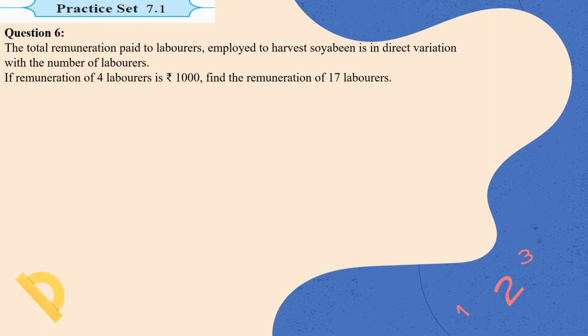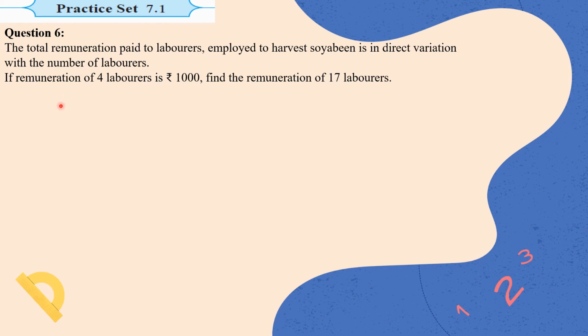Let us move on to the next sum of practice set 7.1. This is the sixth sum. In this sum, it is said the total remuneration paid to laborers employed to harvest soya bean is in direct variation with the number of laborers. If remuneration of 4 laborers is rupees 1000, we have to find the remuneration of 17 laborers. The meaning of remuneration is the salaries paid to the laborer.